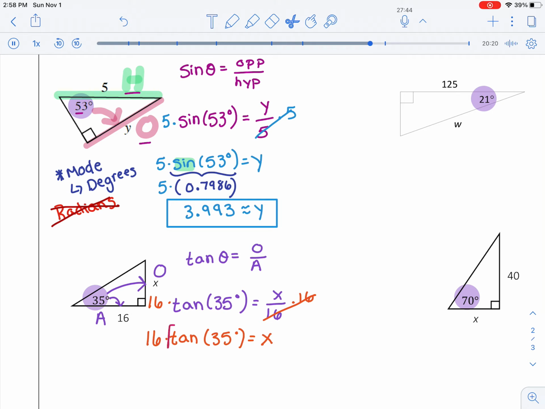But I want to know, what does the tangent of 35 degrees equal? So I punch that into my calculator, and that's about 0.700. Still multiplied by 16 though. So then when I punch my final answer up, 16 times 0.700, 16 times my answer, gives me 11.203 is approximately x.